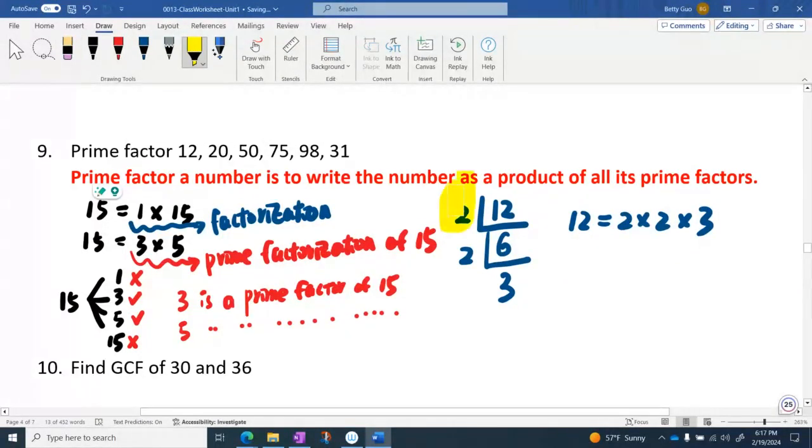The number is equal to the product of those numbers. And those numbers around the stairs, they are prime factors of 12. Those numbers have to be prime, by the way. Those numbers around the stairs have to be prime.